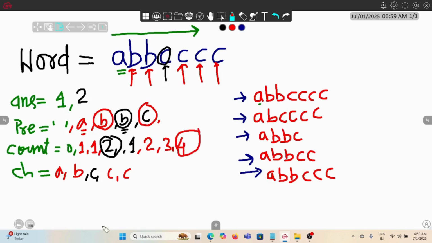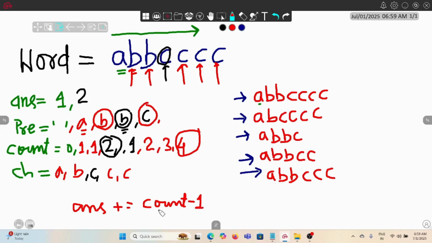So what we will do is, we will do answer equal to what? Answer equal to answer plus count minus 1. The minus 1 is for the same reason, because at least one character would definitely not be mistaken. And then we will return our answer.